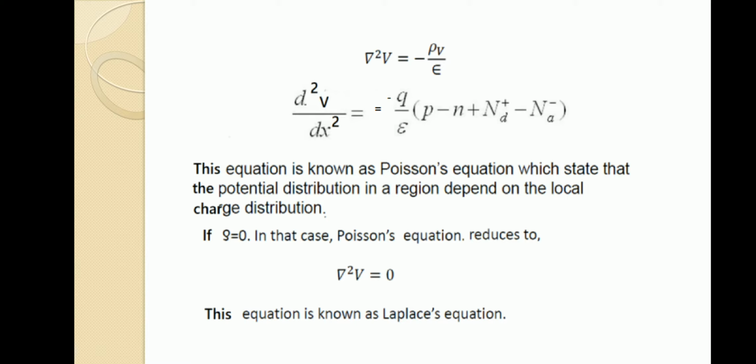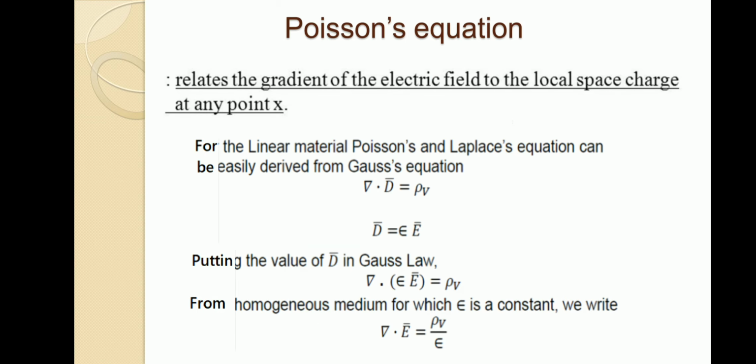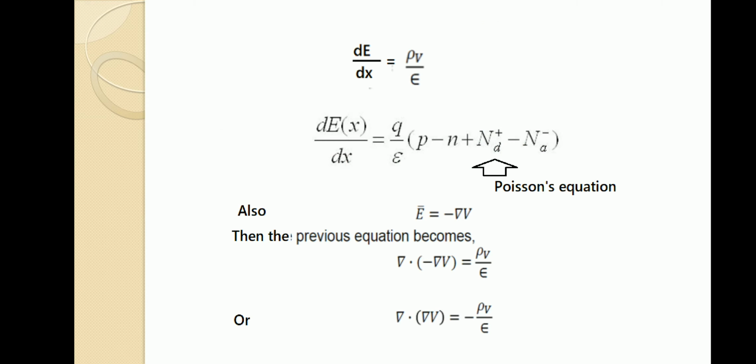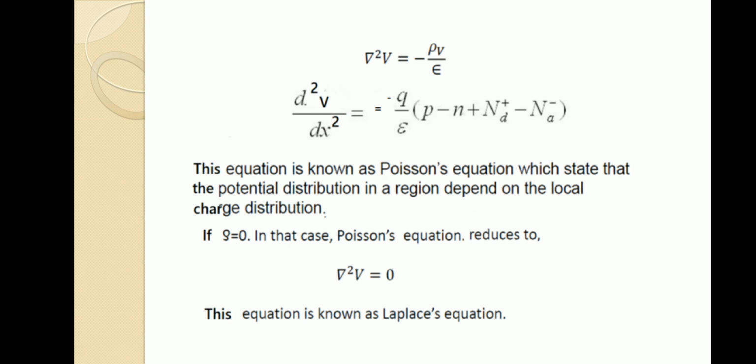For some regions, rho V becomes 0. That means if the region is a charge free region, then rho V is 0. In that case, Poisson's equation reduces to del square V equal to 0, and this equation is known as the Laplace equation. This way we can relate Poisson's equation to the charge density in a region, as well as derive the Laplace equation for a charge free region as del square V equal to 0.